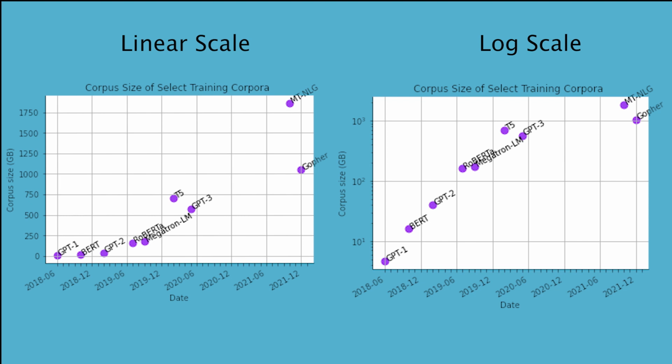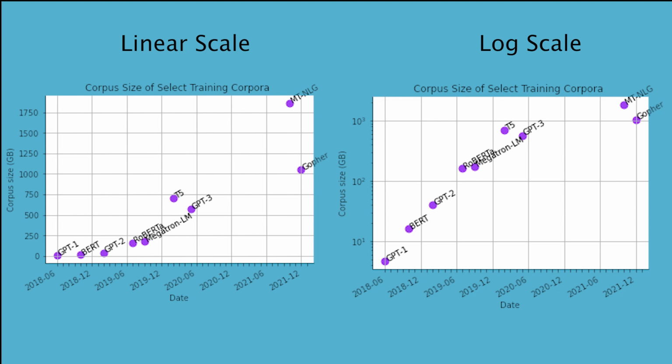Just as the models themselves are large and rapidly growing, so are the datasets. These charts show a selection of well-known LLMs and their corresponding pre-training corpus size. Note that the chart on the left has a linear y-axis, and the chart on the right has a logarithmic y-axis. LLMs in 2021, such as Megatron Turing NLG and Gopher, were trained on corpora of size greater than a terabyte.